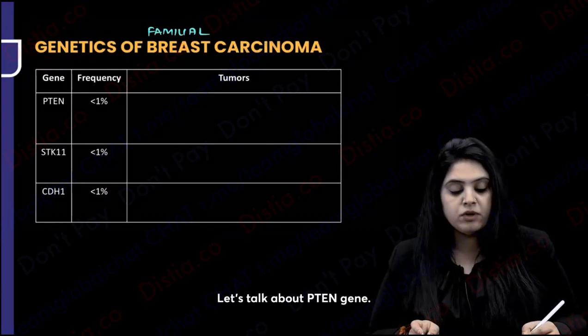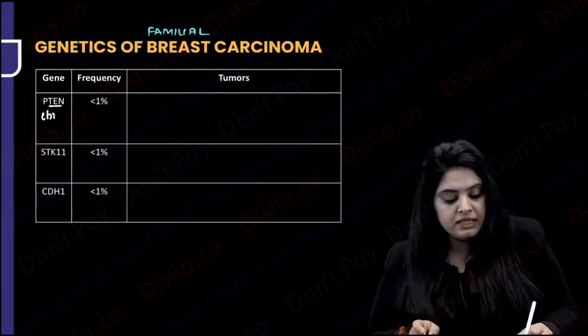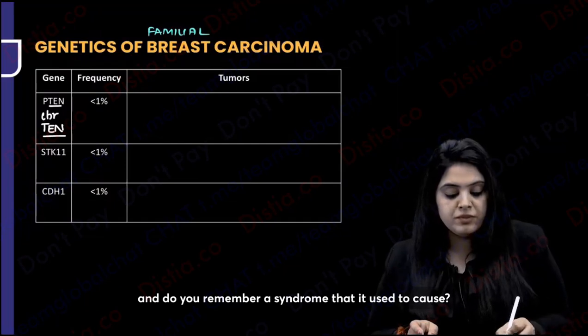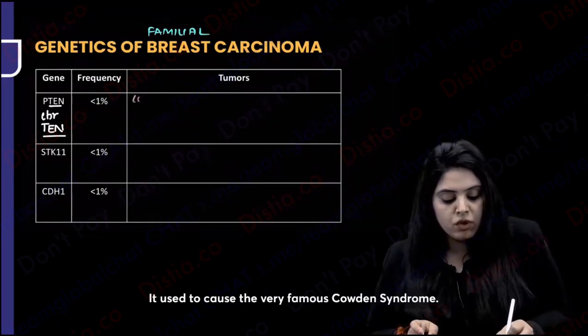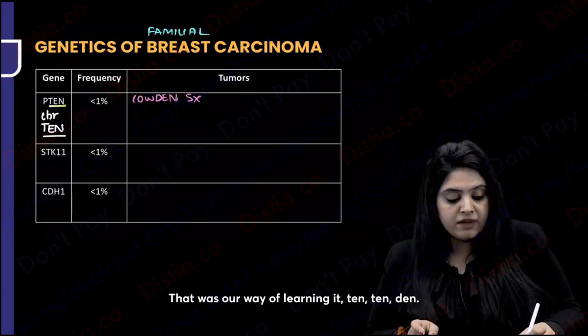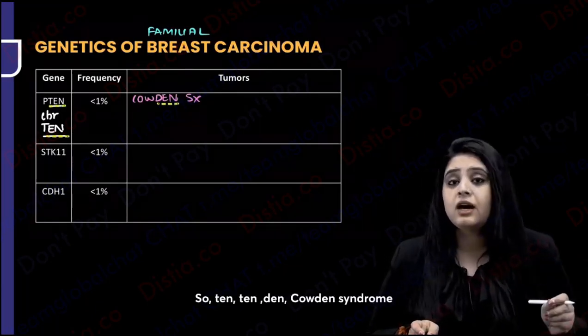Let's go ahead. Let's talk about the PTEN gene. PTEN, I think everyone knows, the name only tells you. PTEN is present on chromosome 10. And do you remember a syndrome that it used to cause? It used to cause the very famous Cowden syndrome. And how did we learn it? We had learnt it as 10-10-den. That was our way of learning it. 10-10-den. So 10-10-den, Cowden syndrome.